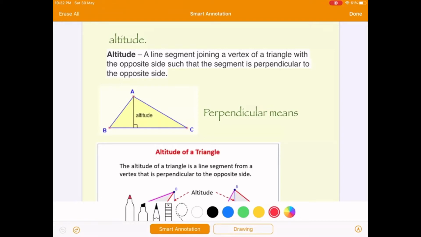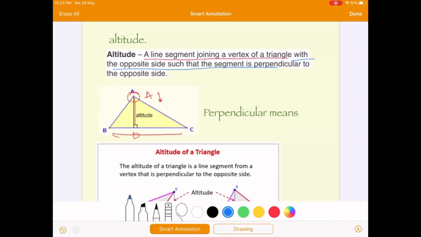Now let us look at it word for word. A line segment joining a vertex of a triangle. This is a line segment, let us consider it as A and this point as D. So this is a line segment, right? And this is a line segment joining a vertex of a triangle. This is a vertex, vertex A, with the opposite side. The opposite side of vertex A is BC.